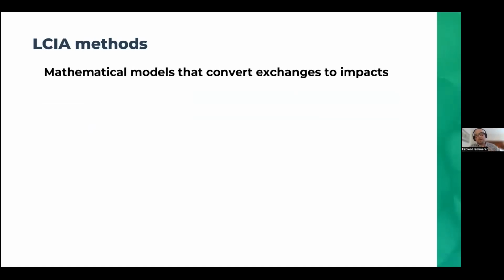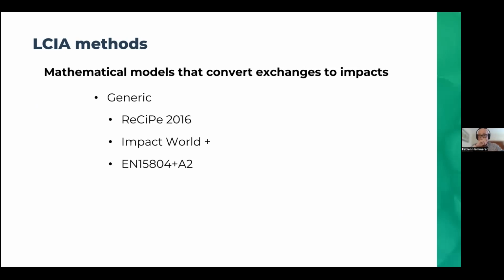So now talking about LCIA methods. So the tools that allow us to convert the lifecycle inventory and the substance being exchanged to direct impacts, to endpoints and damages, to the final score. They're basically mathematical models that convert one from the other. So we have typically two types. There's the generic ones that will cover most, if not many, impact factors.